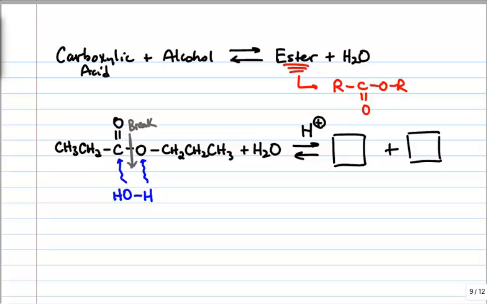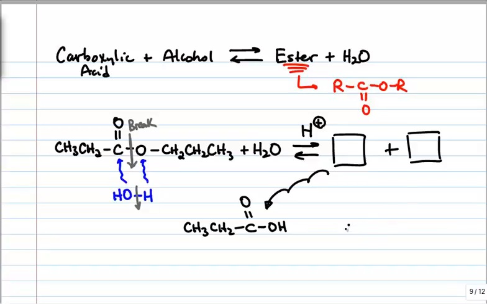So what we get is CH3, CH2, C double bond O, OH. So that can be in this box here. This is the carboxylic acid. And then we will also get this alcohol.